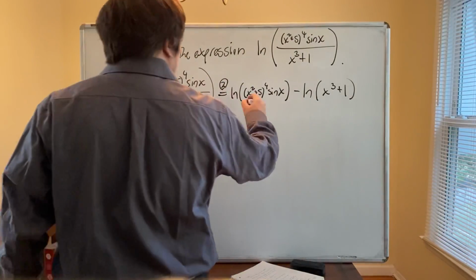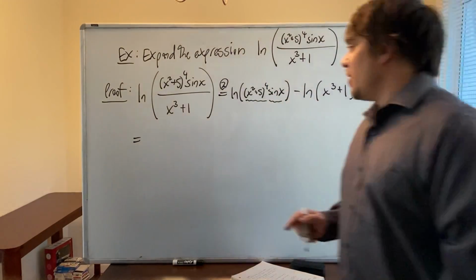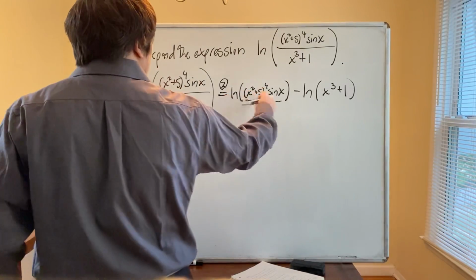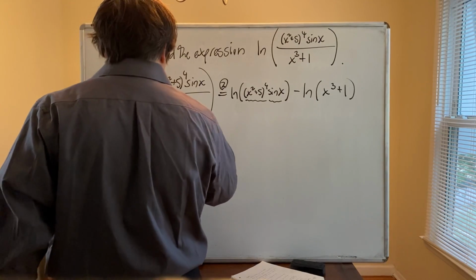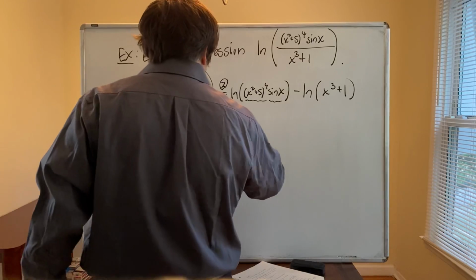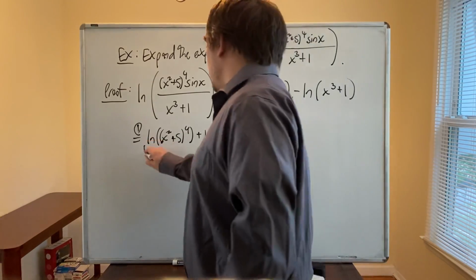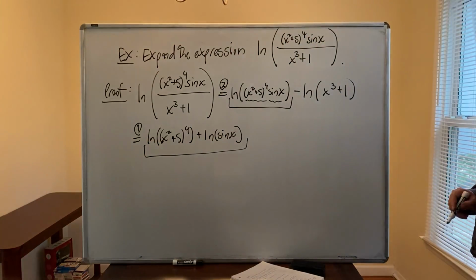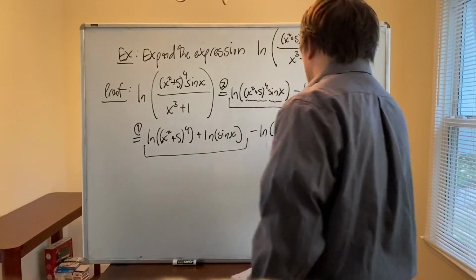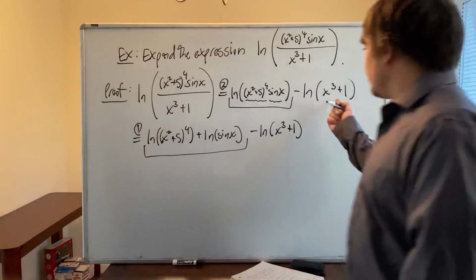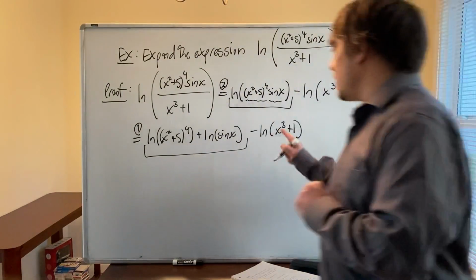So you can think of this as the ln of the product of two functions, x squared plus 5 to the 4th and sine x. And so by the first law of logarithms, ln of the product of those two functions is the sum of the ln's of those functions. So ln of (x squared plus 5) to the 4th plus ln of sine x. That is equal to this first ln by property 1. And then this is minus ln of x cubed plus 1. Okay, keep that in mind, we can't expand that any further.